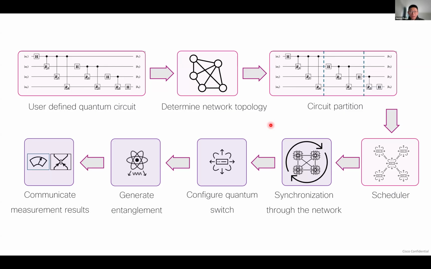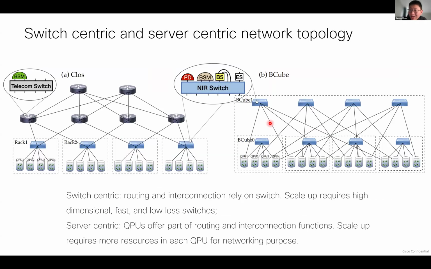Then we want to talk about each individual technology we are developing inside Cisco. At first, I will talk about the two major topologies we are investing in right now at Cisco. For a data center, there are two major types of topology. One is called switch-centric, which is the topology on the left-hand side. This is a Clos network topology, which is a good example of switch-centric topology.